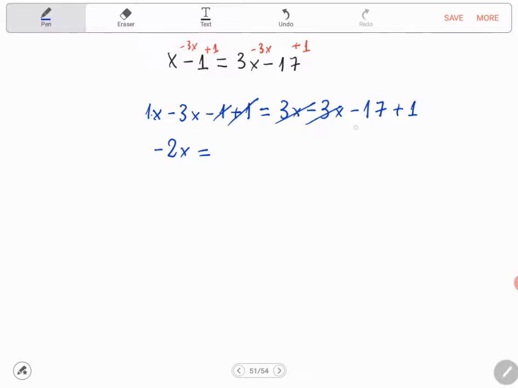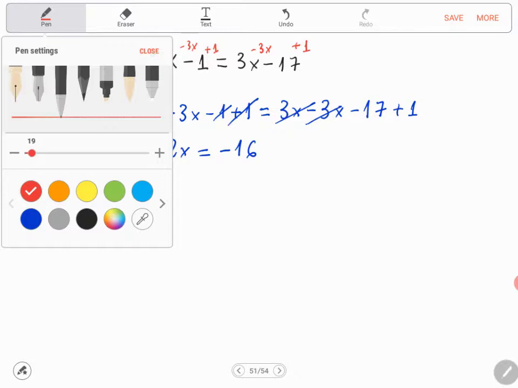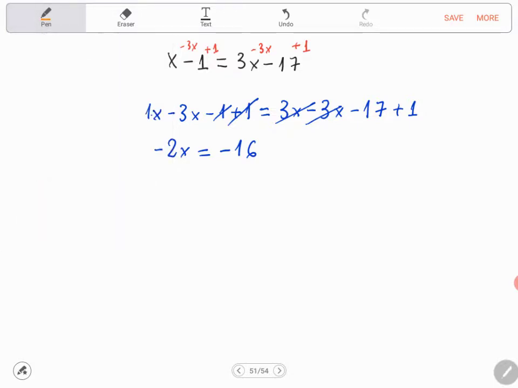We cancel, and -17 plus 1 is -16. On the left side the number 2 is negative, and we will transform it into a positive number by multiplying both sides by -1. We multiply by -1 on both sides, and negative times negative becomes positive. So 2x equals, and the same here, negative times negative becomes positive, and we have 16.